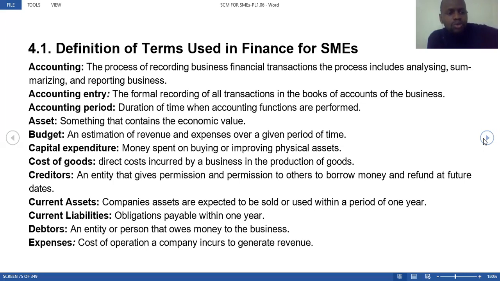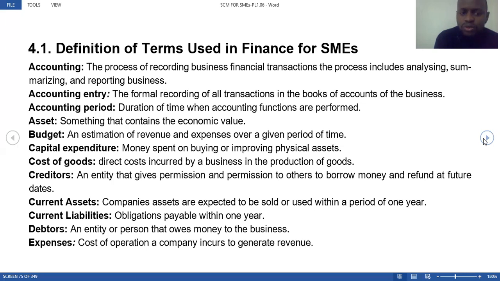Then we are also talking about capital expenditure. This is money spent on buying or improving physical assets. When you talk about expenditure, we have two forms: capital expenditure and operational expenditure. Capital expenditure is when you buy assets of high value, then we are saying the organization is spending capital expenditure. Then we have operational expenditure. These are normal expenditures that help in the day-to-day running of the organization.